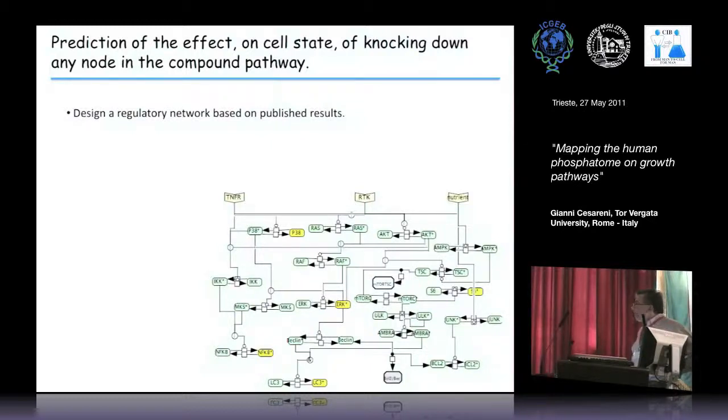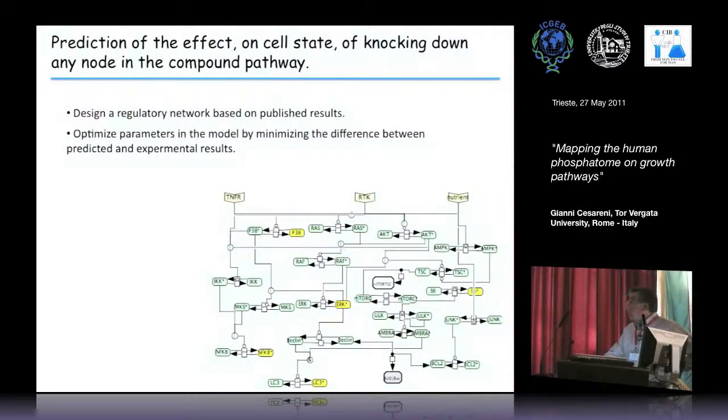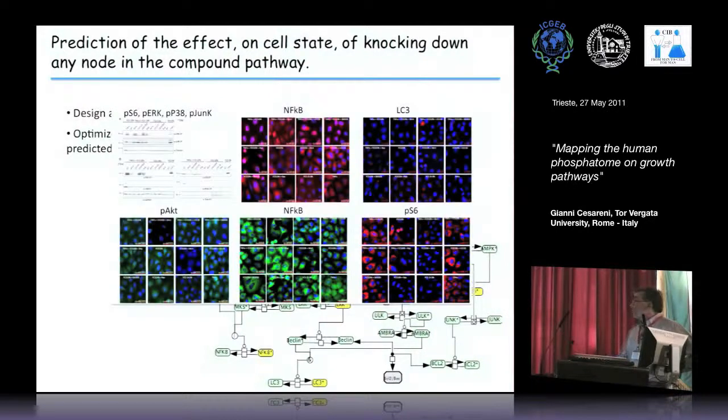And so what we have to do is somehow fine-tune the model so that it can reproduce our experimental results. So we want to optimize the parameters in the model to minimize the difference between predicted and experimental results. So Francesca did a lot of experiments by perturbing the network with a kinase inhibitor or combination of kinase inhibitors, and then measuring the activity of our SENTINEL proteins.